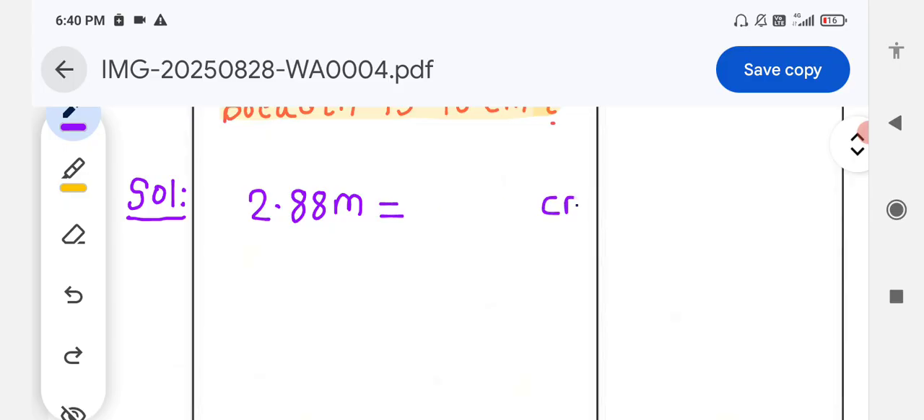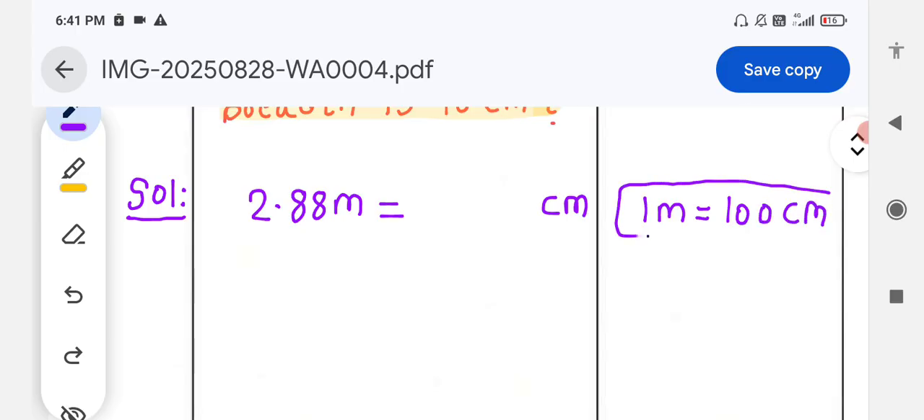How to do this? We know 1 meter is 100 centimeters. So 2.88 meters will be 2.88 into 100 centimeters. Into 100 means what happens to the point? The point will jump 2 places to the right and it becomes 288, which is nothing but 288 centimeters.